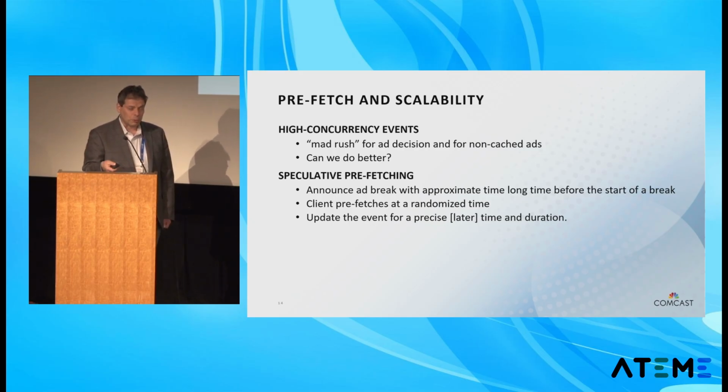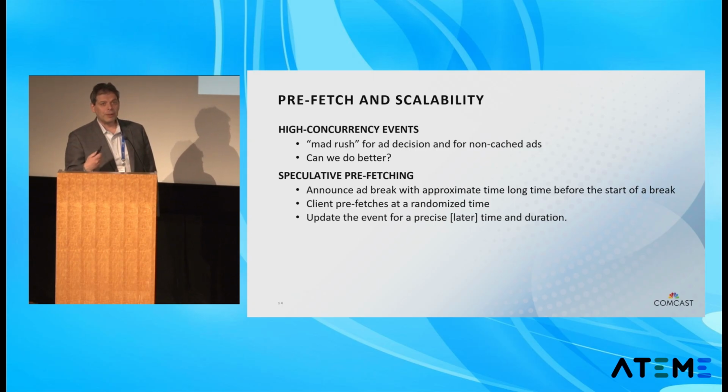You know that most probably there will be one, but you let your client go and, at a random time between the time that you announce and the earliest time at which you can download, download at that point. Then you can send, a few seconds before, an update that says, actually, this is when the real break is, and this is how long it is.